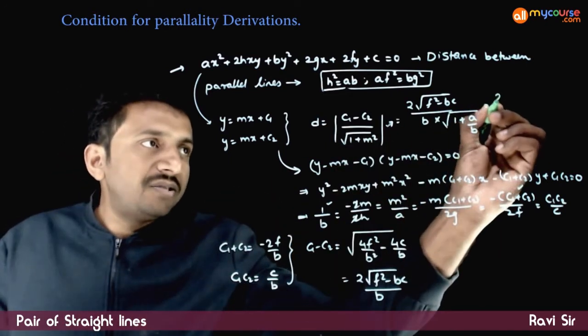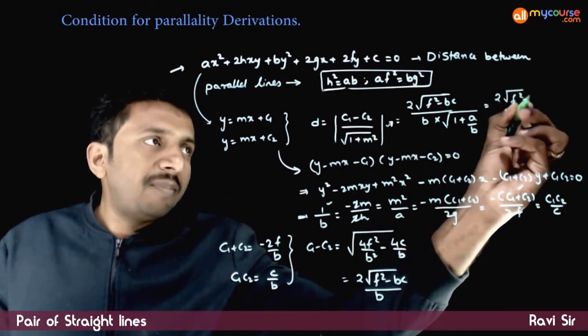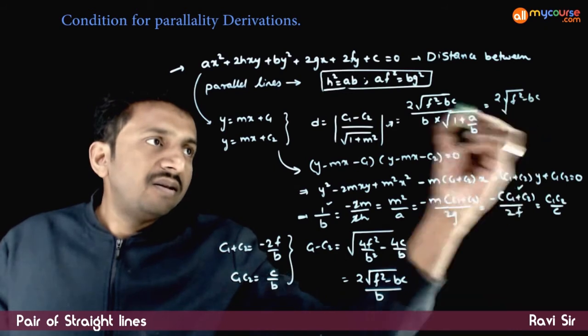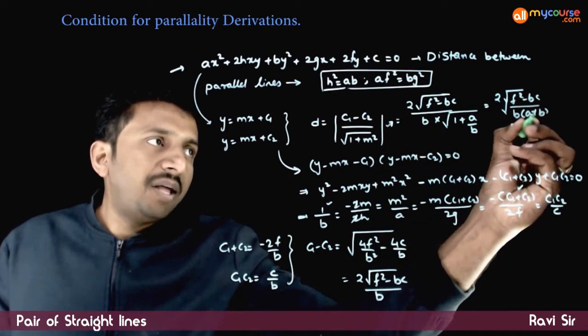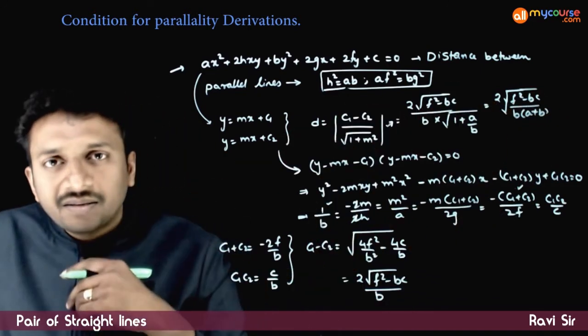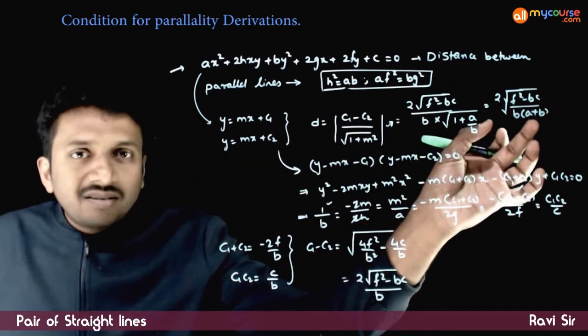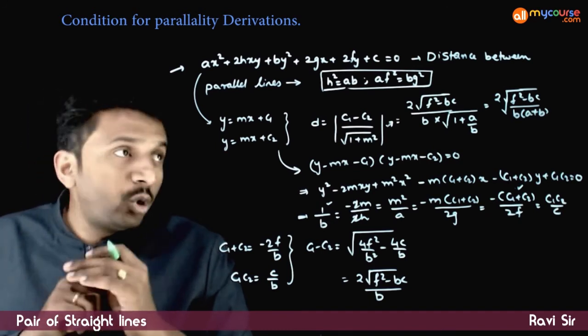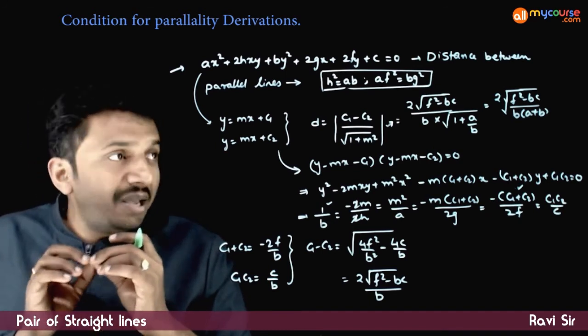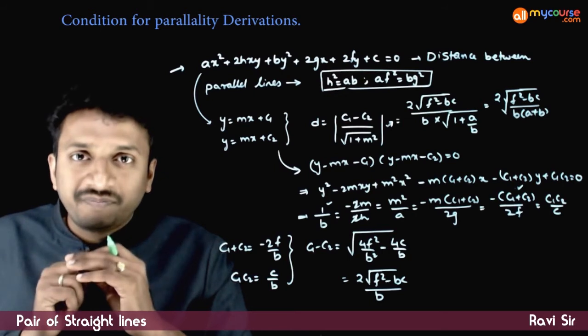If you simplify this, you get 2 root of f square minus bc. By the denominator also, you get b times a plus b. So this is the formula for the distance between the pair of parallel lines: 2 root of f square minus bc by b times a plus b.